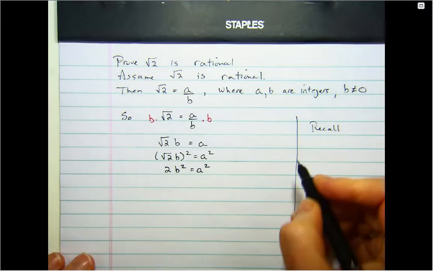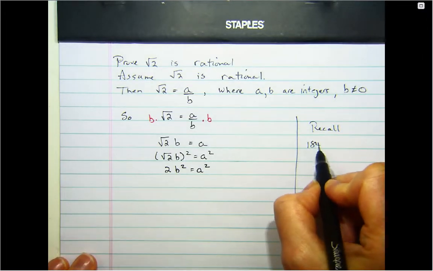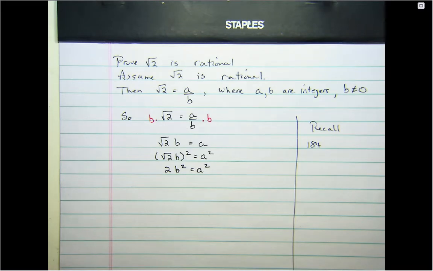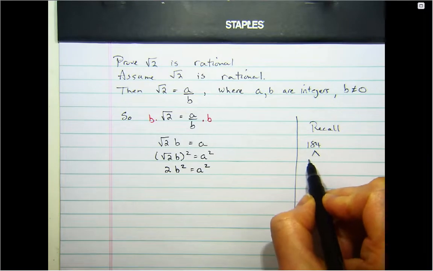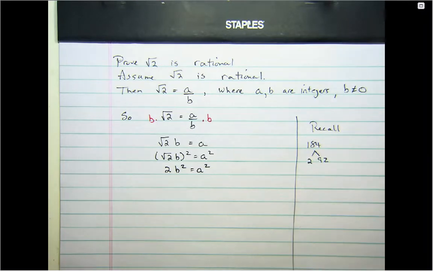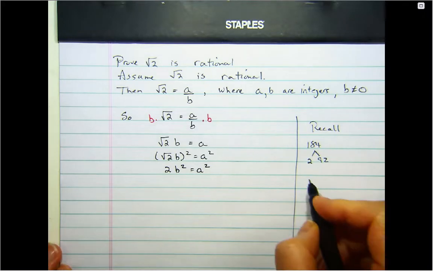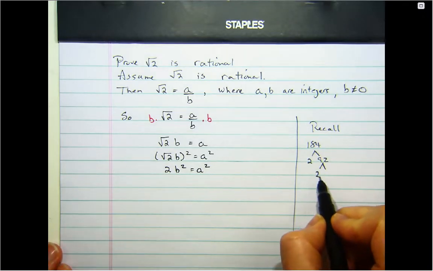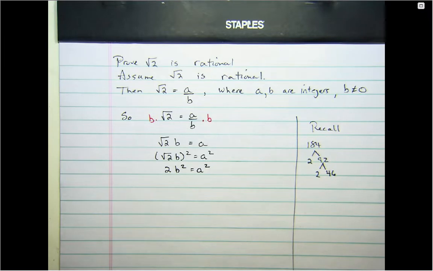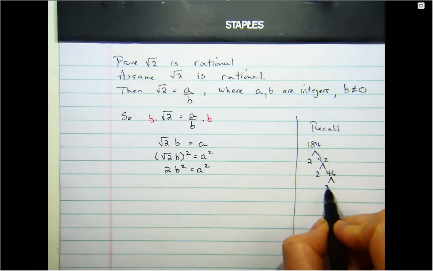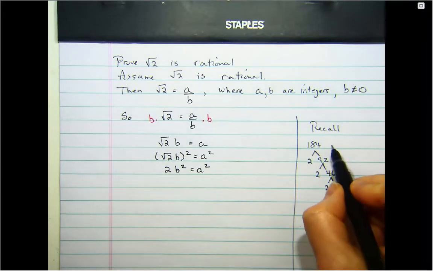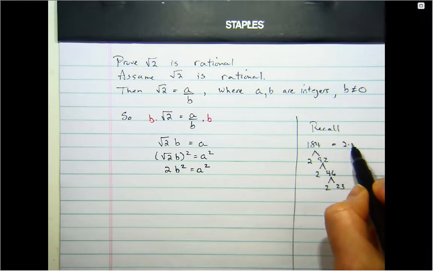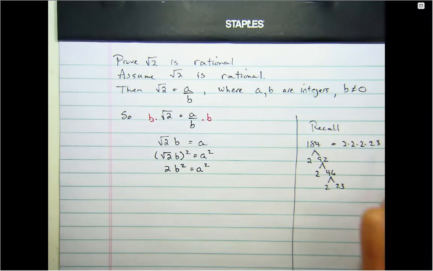If I give you a number like 184 and ask you to find its prime factorization, you could divide out a 2 because it's even. 2 times 92. And you could divide out a 2 again. 2 times 46. And you could divide out another 2. 2 times 23. And 23 is prime. So you have your 184. It's 2 times 2 times 2 times 23.